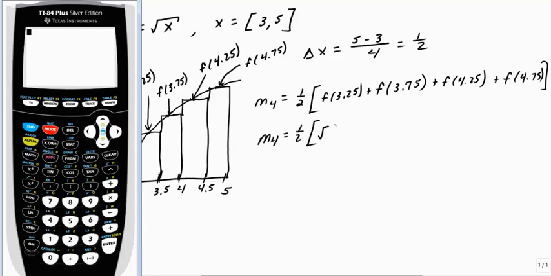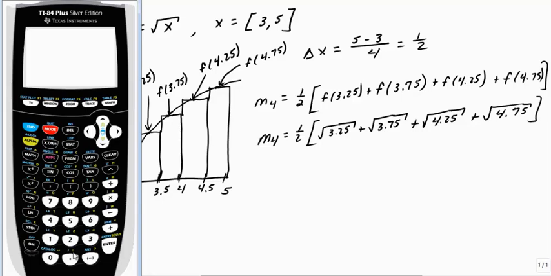F of 3.25 is the square root of 3.25. Then I would say plus the square root of 3.75, plus the square root of 4.25, plus the square root of 4.75. It's just a matter of going to your calculator now and finding those values.